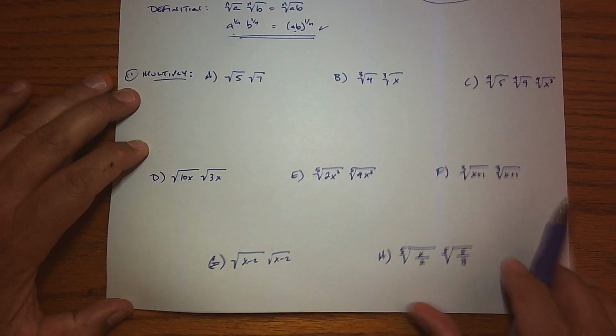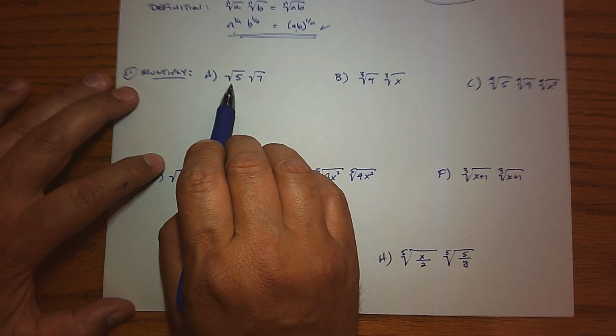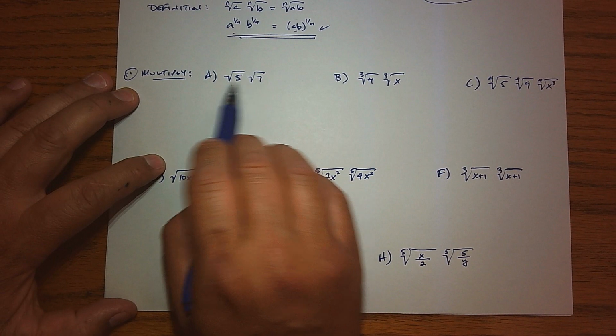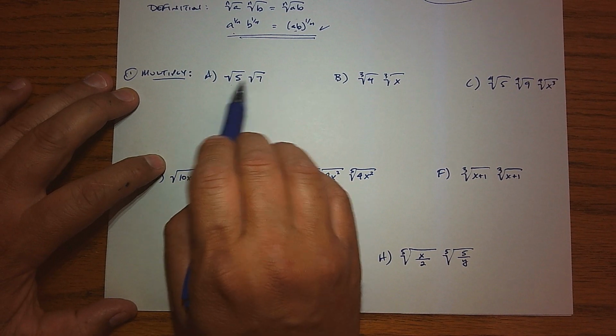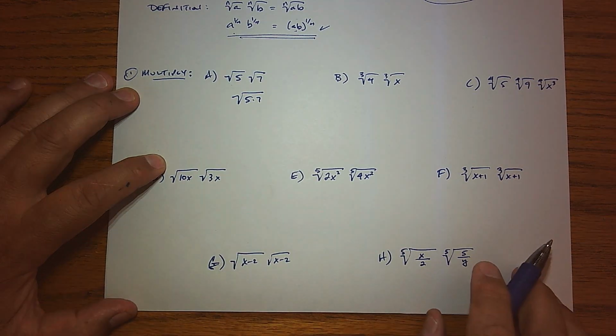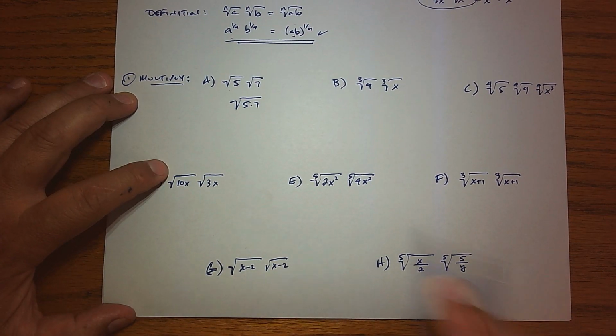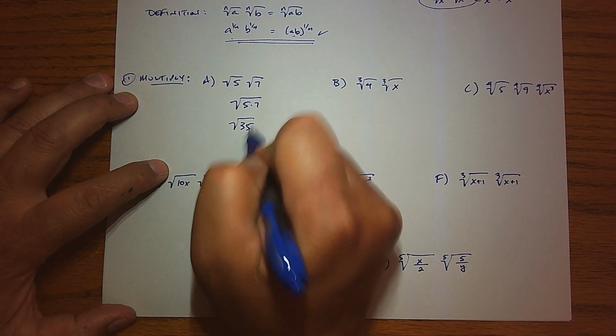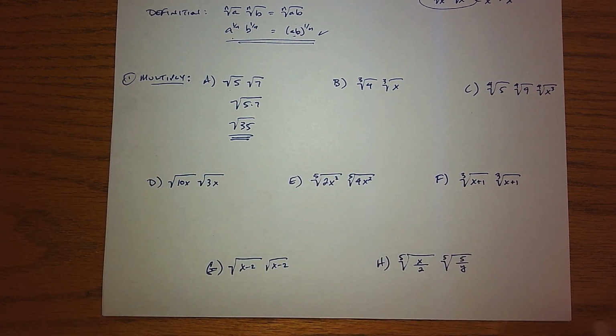So looking at some examples, the first one we have the square root of 5 times the square root of 7. So the radicals are the same. They're both indices of 2. So we're going to keep that radical and multiply my radicands. Of course, performing that multiplication, we end up with the square root of 35 as our final answer. So that's how easy it is.